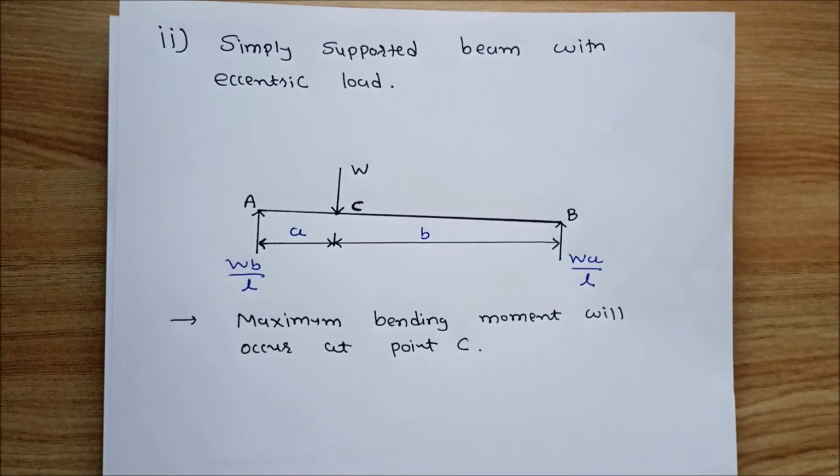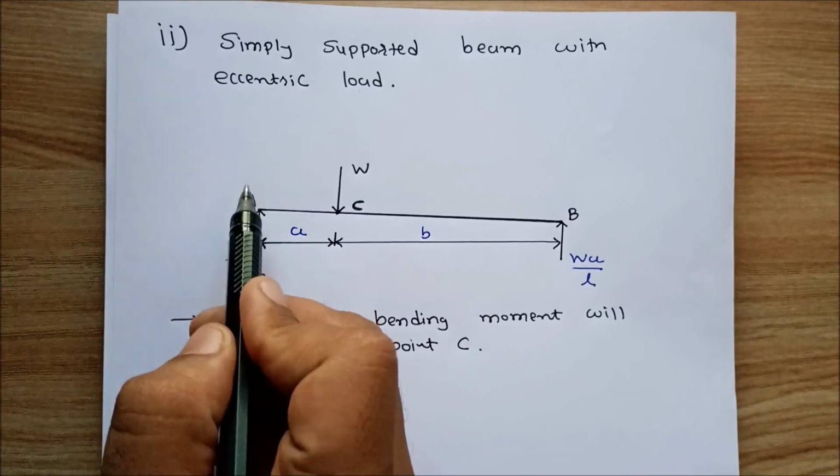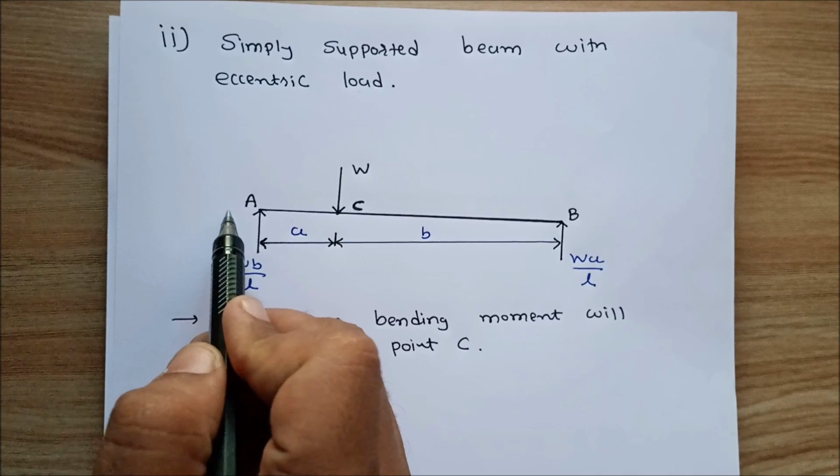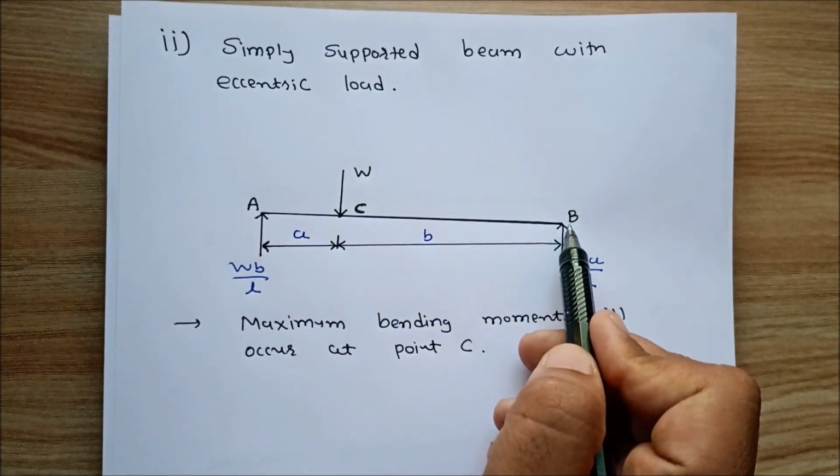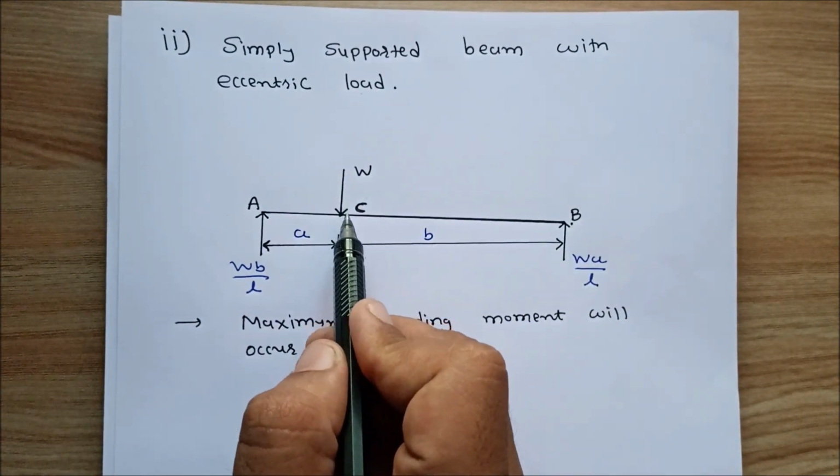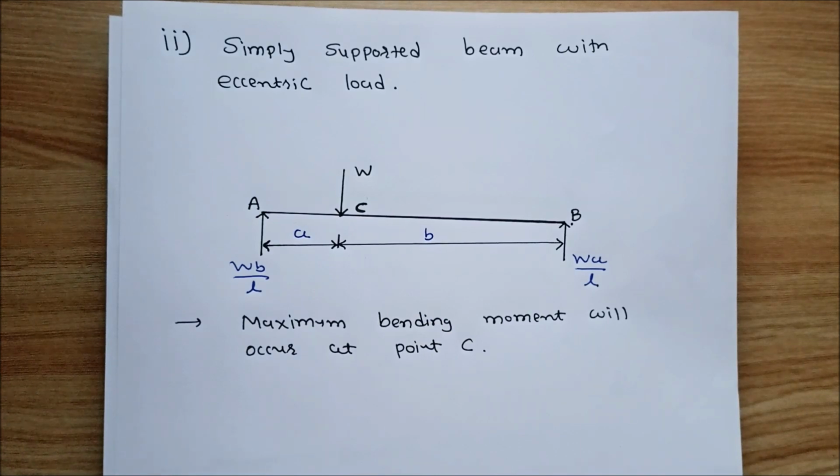So here we discuss about maximum bending moment. So bending moment at A, that is 0, bending moment at B, that is 0. So maximum bending moment will occur at point C. So here how we calculate bending moment? Bending moment is calculated either from left side or from right side. In both ways you get same answer. So here we discuss both the cases.